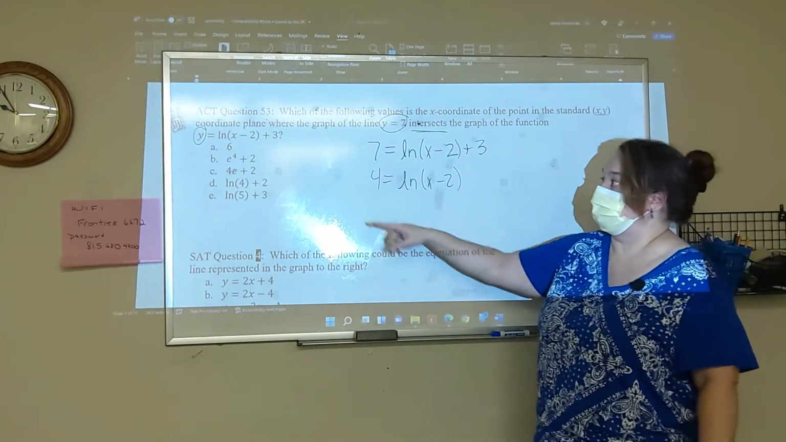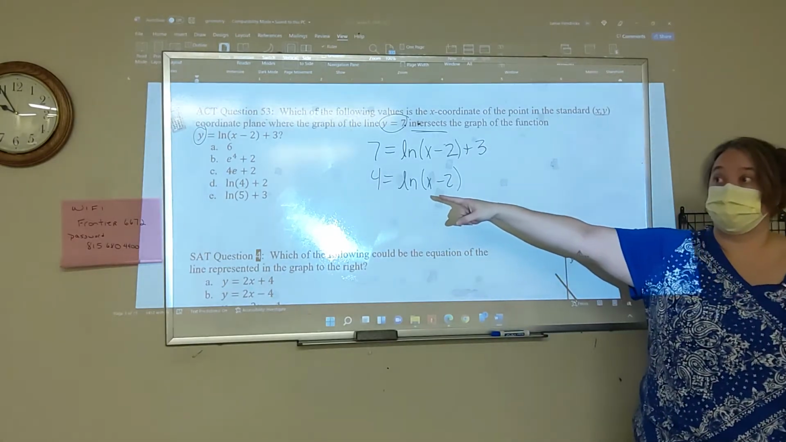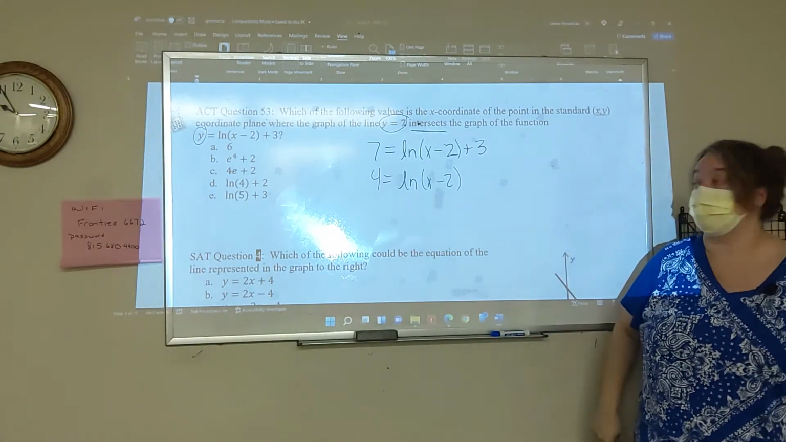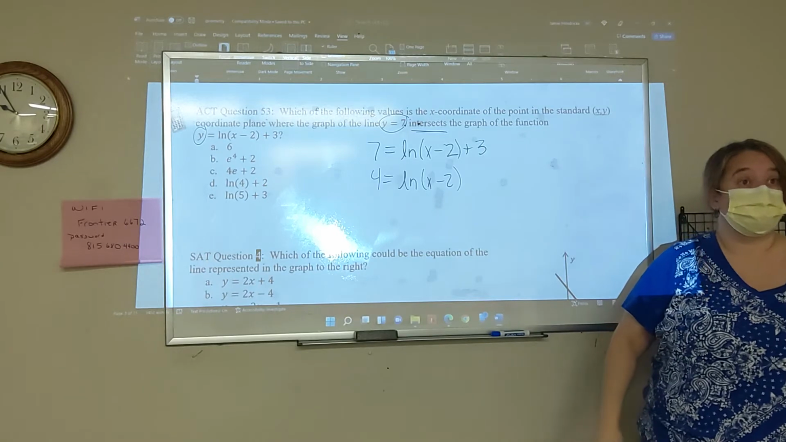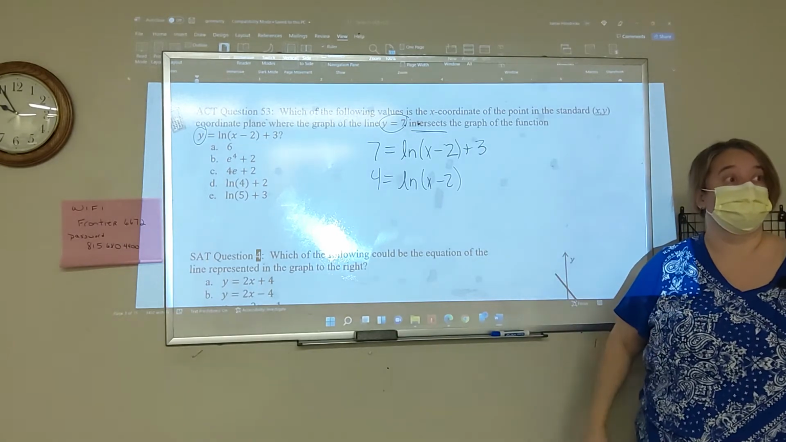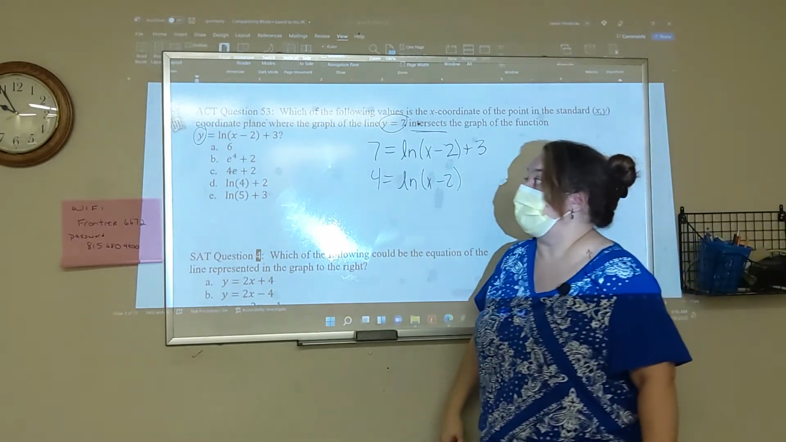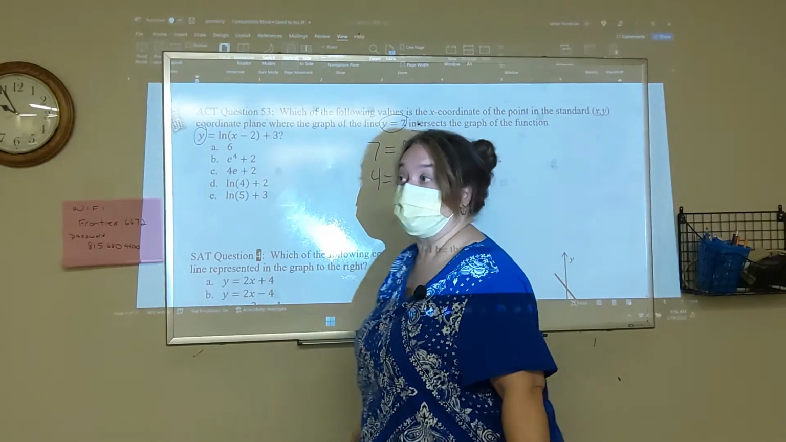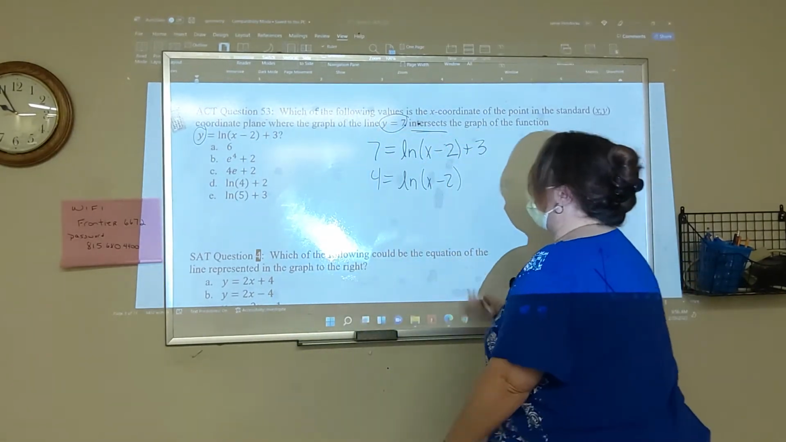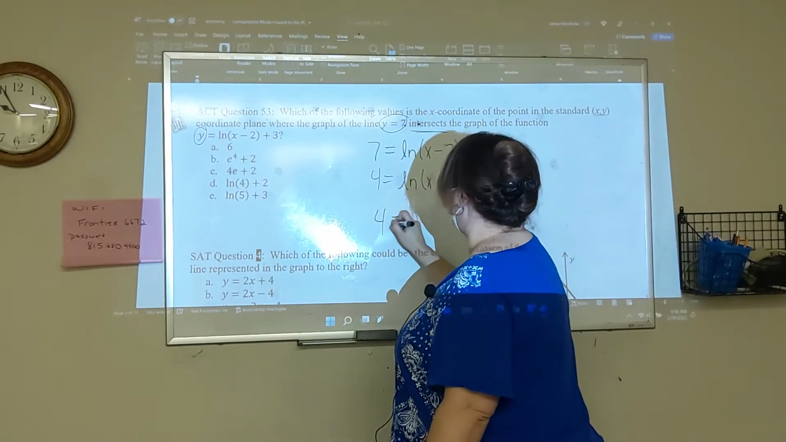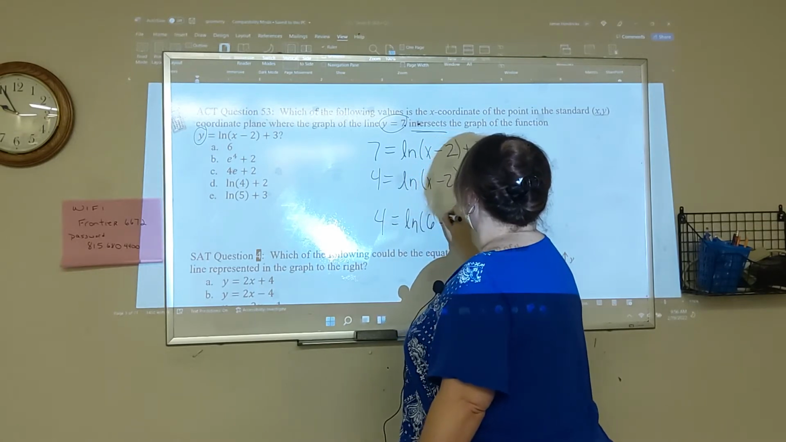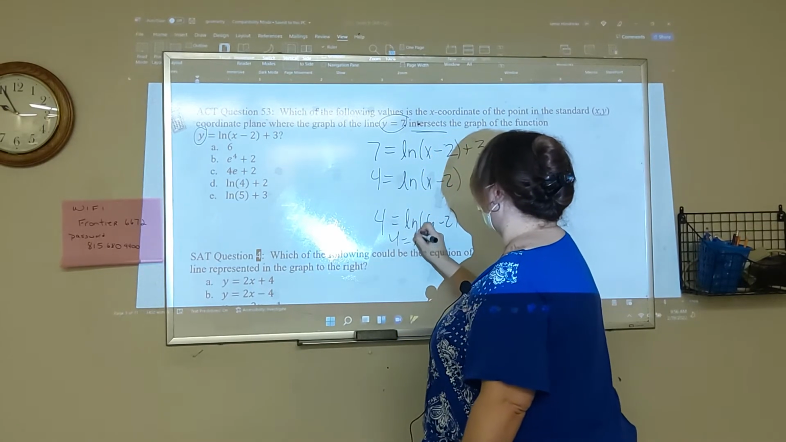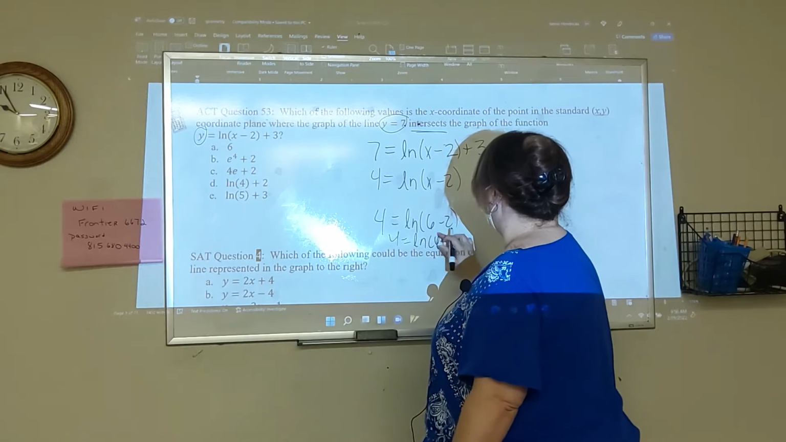At this point, I have numbers in my answers. They're ugly numbers, but they're numbers. I could just plug those in and see which one gives me 4. If I was you, I would start with 6 because it's easiest. So if I plug in 6, 4 equals ln of 6 minus 2, which is 4 equals ln of 4.